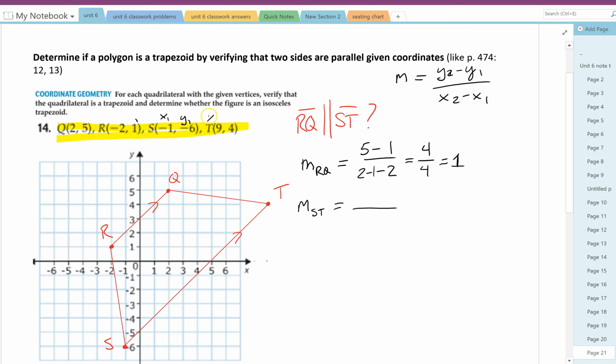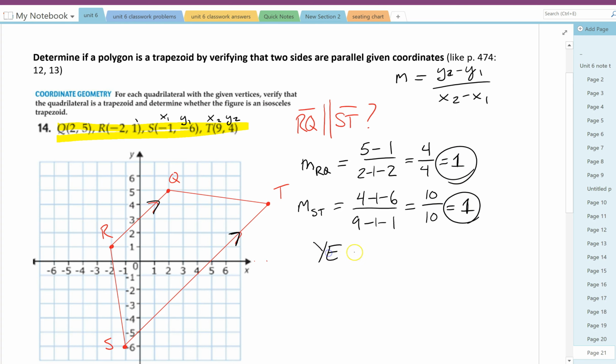X1, Y1, X2, Y2. So I'm going to have 4 minus negative 6 and 9 minus negative 1. 4 minus negative 6 becomes 4 plus 6, which is 10. 9 minus negative 1 becomes 9 plus 1, which is 10. 10 divided by 10 is 1. And so since the slopes of those two lines match up, they are indeed parallel, so I know I at least have a trapezoid.